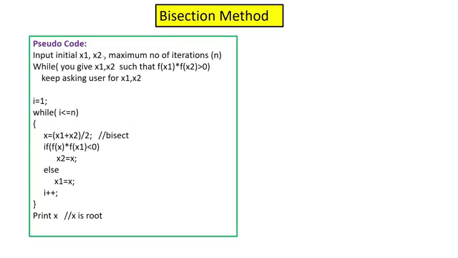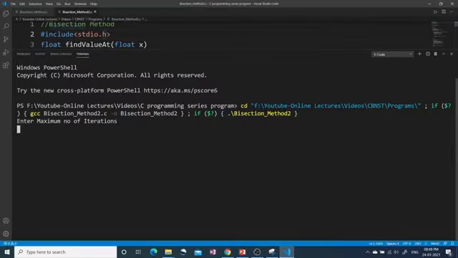So this is the simple pseudocode for our bisection method. So just before explaining this bisection method pseudocode, I will tell you how our output will look like. So I have written the source code for the bisection method in the C program, and I am just running this program, and let's see how our output should look like.